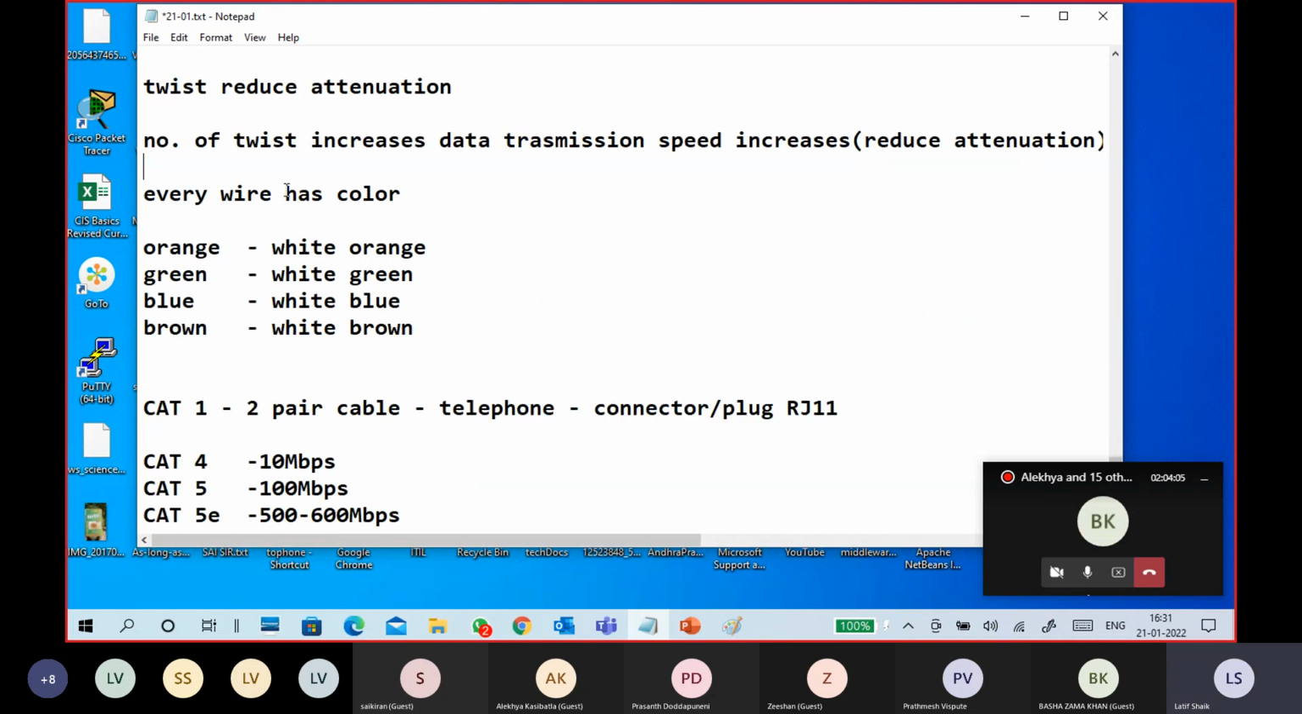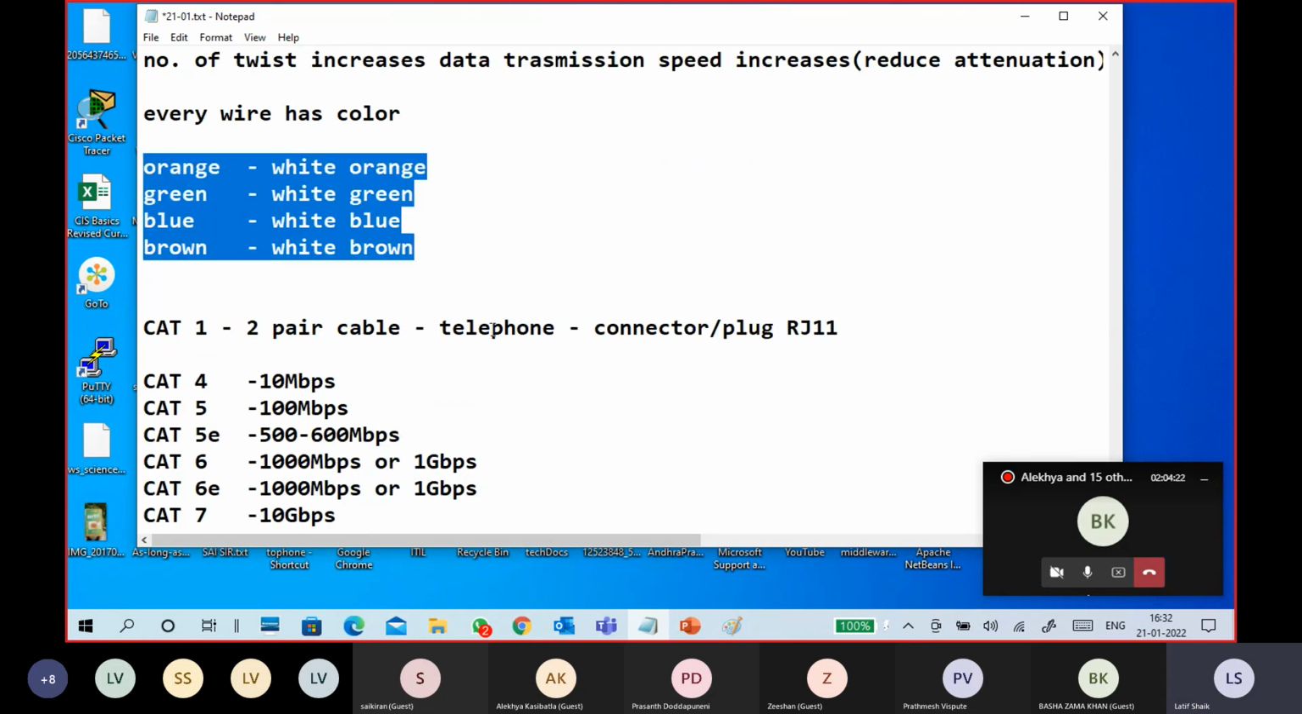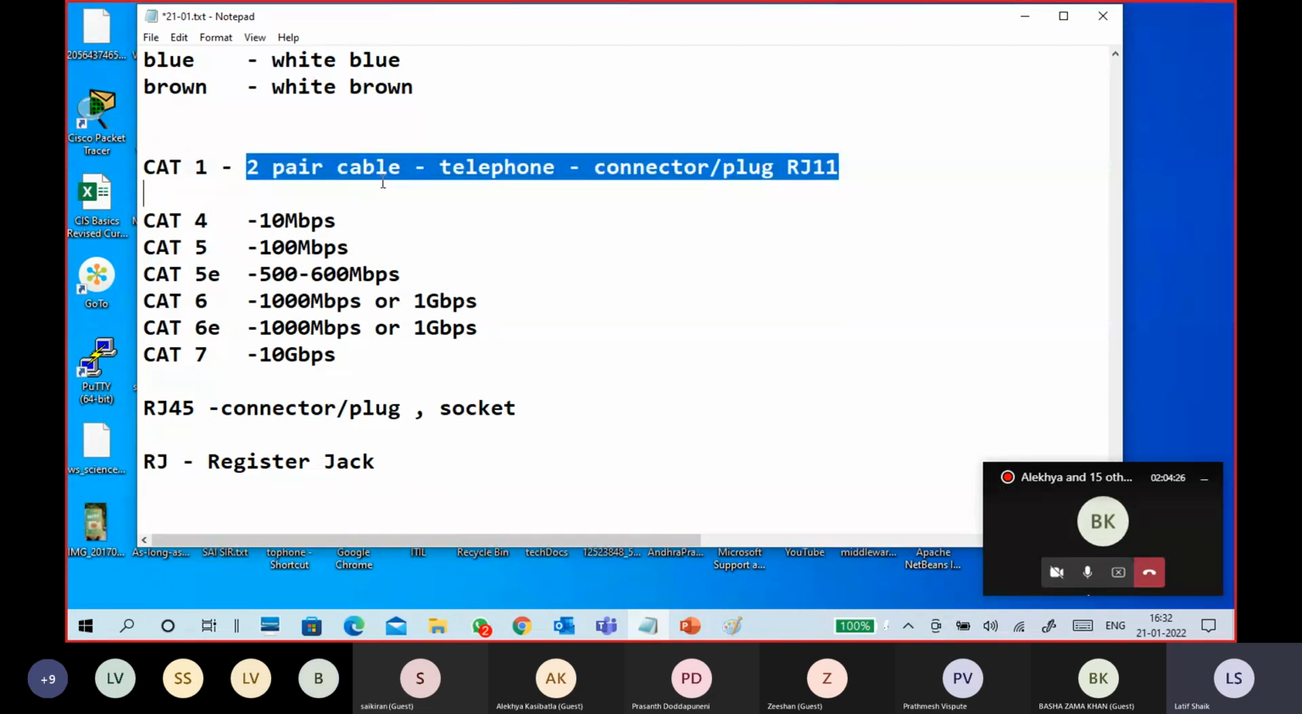Okay, every wire has a color: orange, green, brown, blue. Each is twisted with a white-orange, white-green, white-blue, white-brown wire. So totally 8 wires are there. The cables are in general like a category 1 cable is a 2 pair cable.